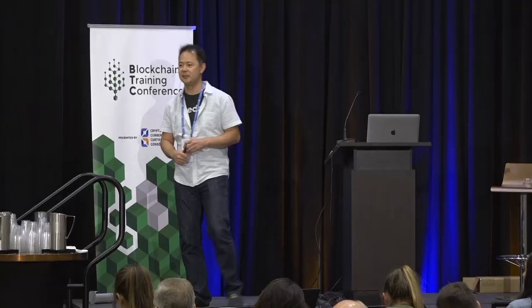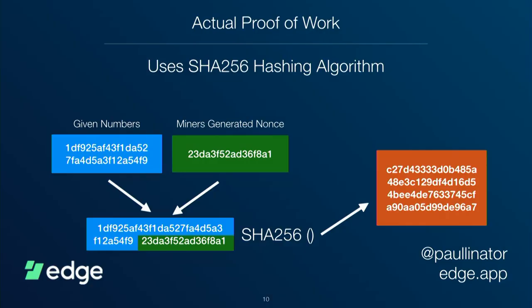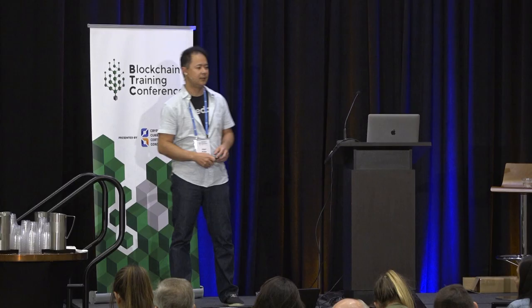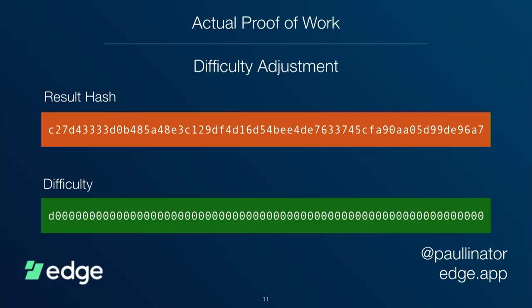And everyone at the same time is just quickly throwing in random numbers. And then you take both of those, starting numbers and your guess, and you pass them through the hashing function, and you get a resulting value. So that's the orange box. That's the resulting value. But how do you know if you've won? You know if you've won if that resulting value is simply less than what's called the difficulty.